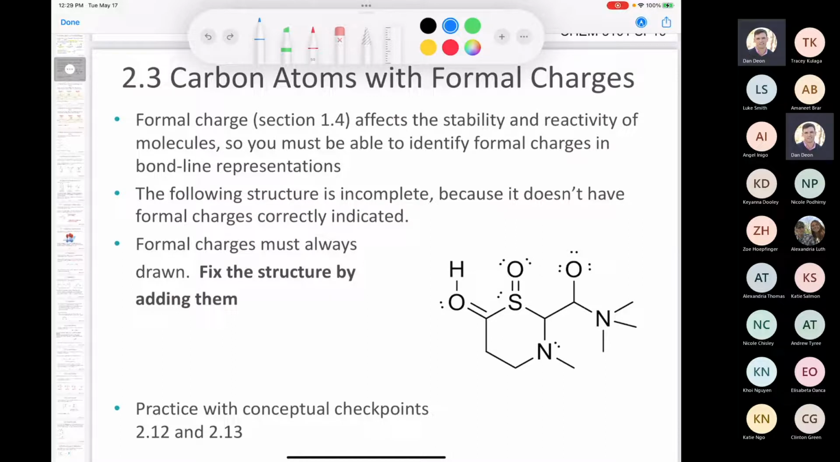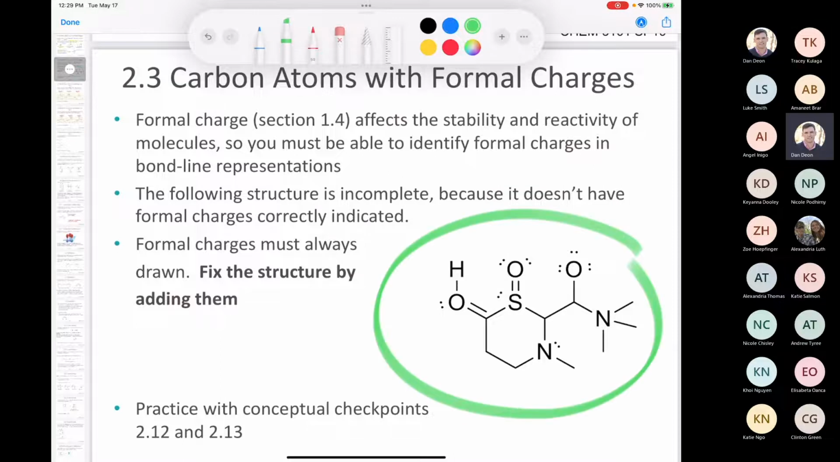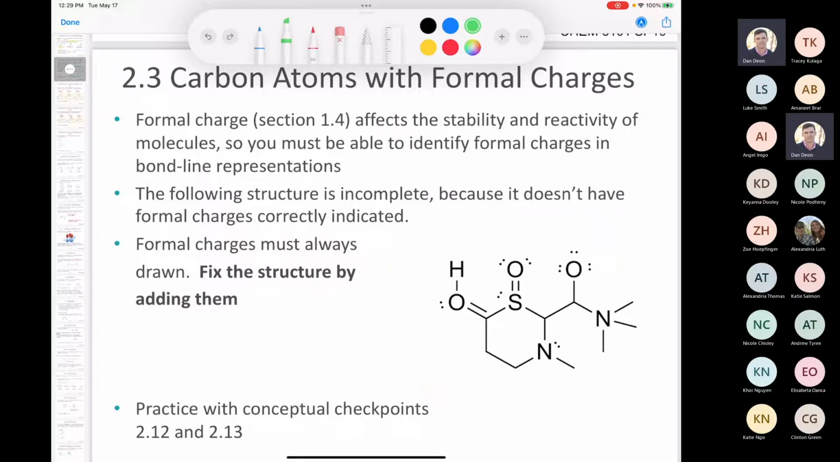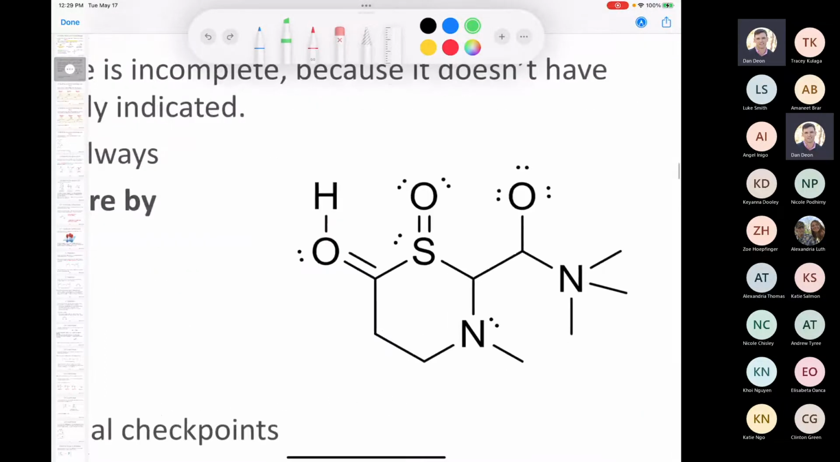All right, the structure that's shown down here is incomplete because it doesn't have any formal charges on it. I'm going to help you out with this one because it's kind of hard for me to walk through this and just say, hey, where are the formal charges? But if I was to ask you about, let's say, this oxygen here, there is a formal charge missing on this. Could anybody tell me what the formal charge on this oxygen highlighted in yellow should be?